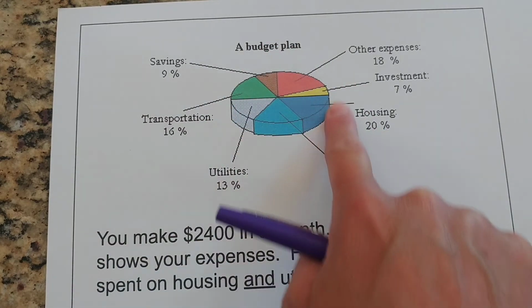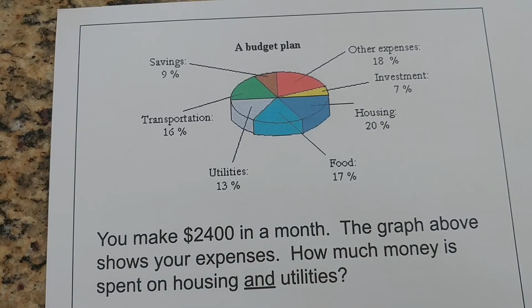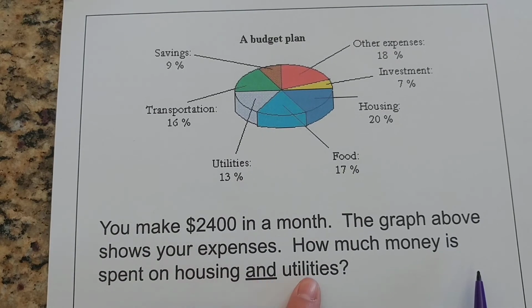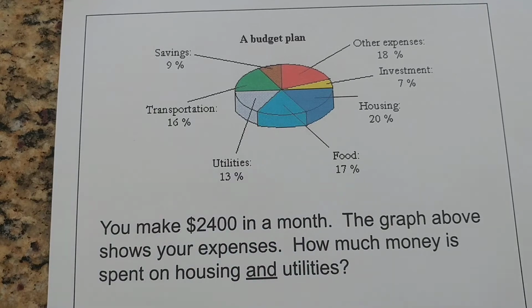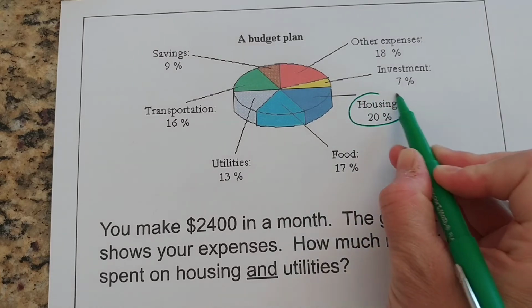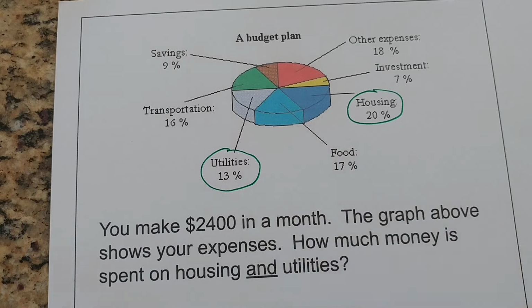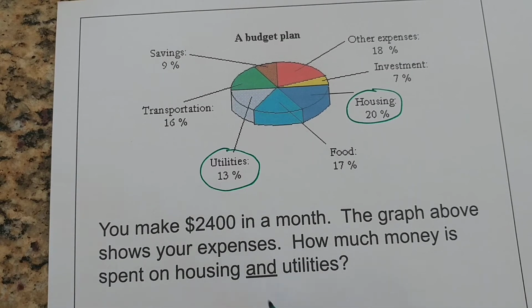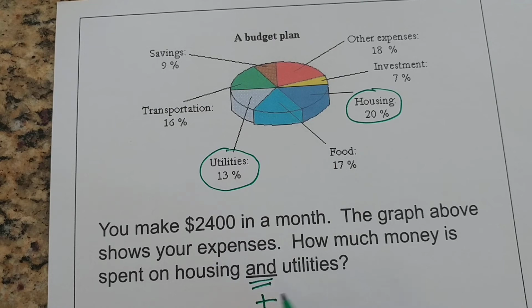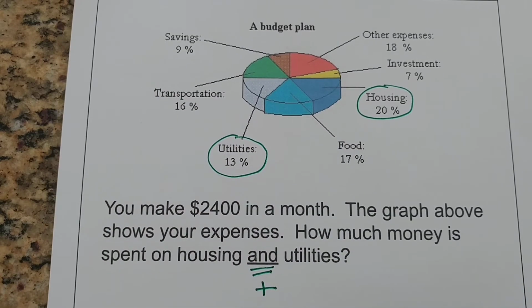So this circle graph is representing all of the money, $2,400. The graph above shows all of our expenses. How much money is spent on housing and utilities? So my focus here on this one is going to be on both housing and utilities. Here's housing. Here's utilities. Utilities would be like electric and gas and TV and all of those things. Okay? Internet and everything. So we want to figure out how much money is spent on both of them. And so we're really going to be adding those two together when we're all finished.